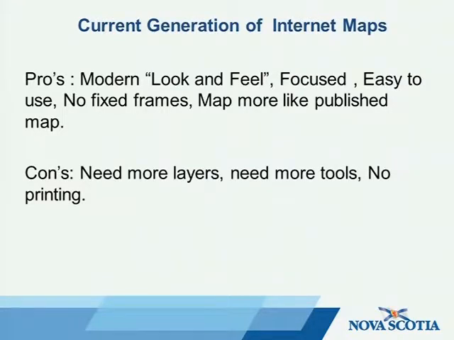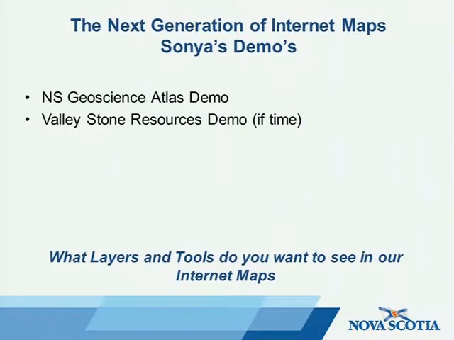And the big thing is, the maps look more like the published map. So the nice outcrop locations, the structural symbols, oriented properly, with the dips, are pretty much dead on to what the published map is. However, the cons are we need some more layers, we need some more tools, and the printing capabilities are not quite there yet. Which brings us to the next generation of internet maps.